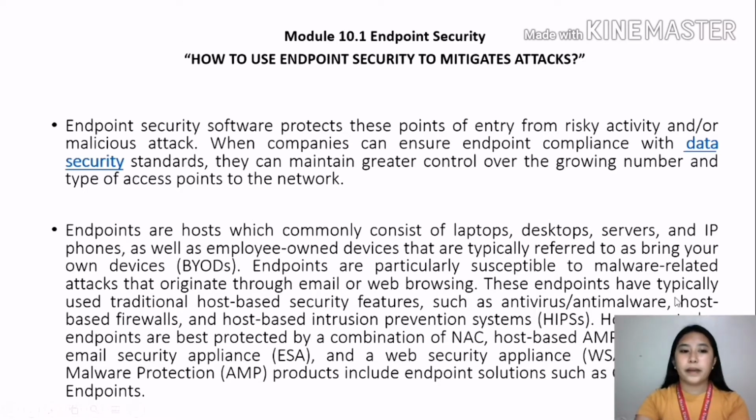These endpoints have typically used traditional host-based security features such as antivirus or anti-malware, host-based firewalls, and host-based intrusion prevention systems or HIPS. However, today endpoints are best protected by a combination of NAC, host-based AMP software, an email security appliance or ESA, and a web security appliance or WSA. Advanced malware protection or AMP products include endpoint solutions such as Cisco AMP for Endpoints.